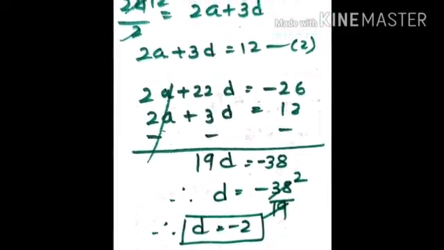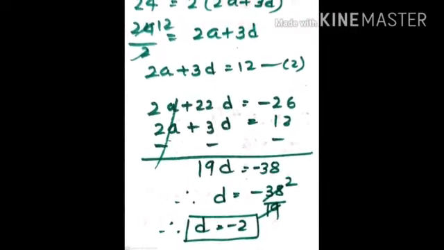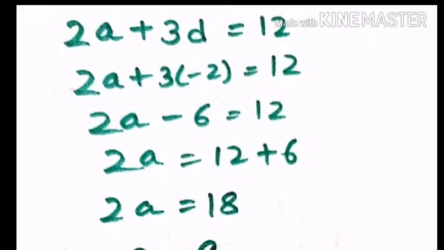So once we get the D value, we can substitute this value in any of the equations to get our A value also. So now 2A plus 3D is equal to 12. Substitute the value of D: 2A plus 3 in the bracket minus 2 is equal to 12. 2A minus 6 is equal to 12, and 2A is 12 plus 6, 18. So A will be 18 divided by 2, so A will be 9. So here we found both A and D values.